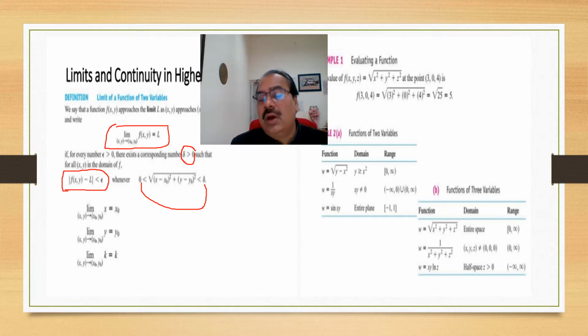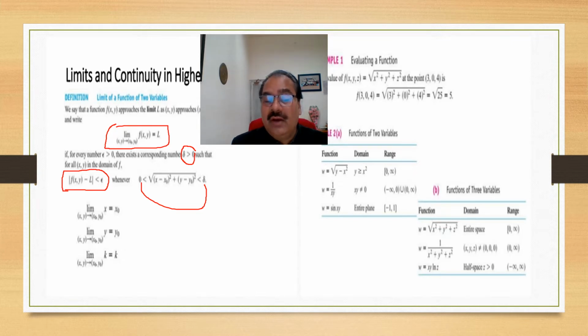For example, this is a simple example. Evaluate the value of f of xyz equal to this. How can you find it if the variables are more than two? If there are more than two variables, then also you can find the value. How will you evaluate the function for three variables x, y, z?